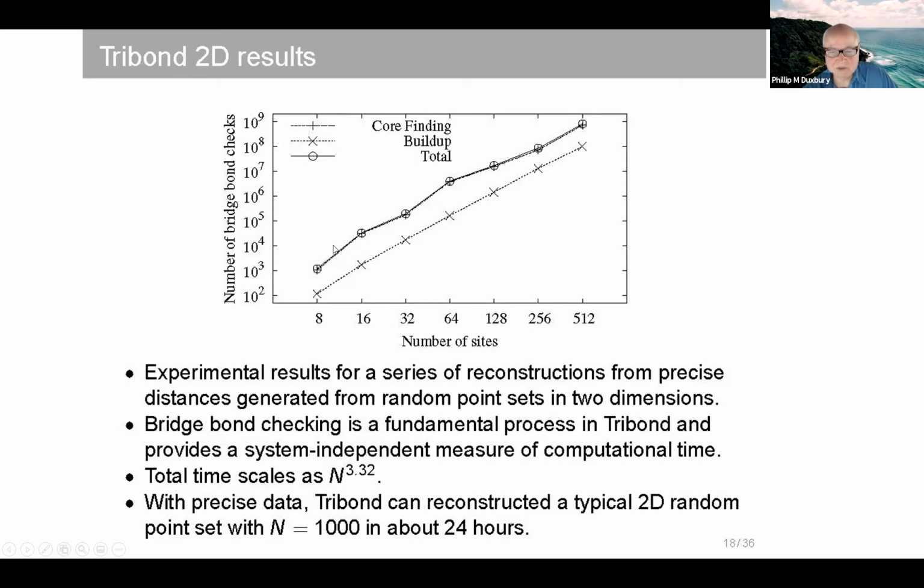So it took more time to put together, and in the plane, the 4-atom clique is the core. Finding a correct 4-atom core took an order of magnitude more time than the k-lateration starting from that core and going all the way to the full reconstruction, which in this case was 512 sites.